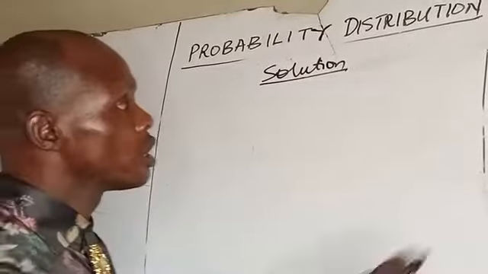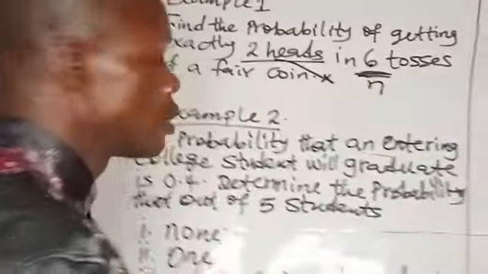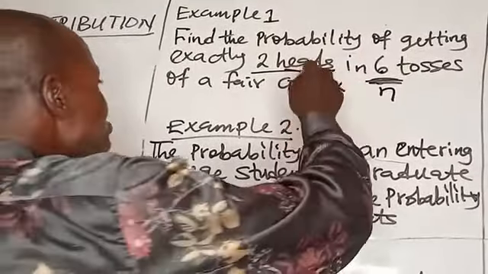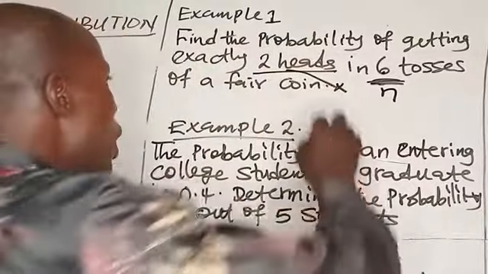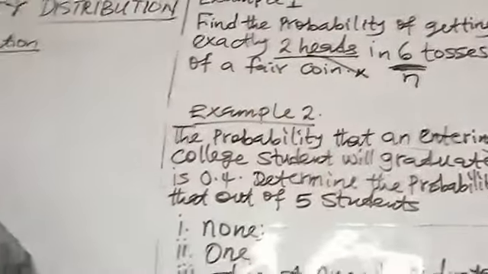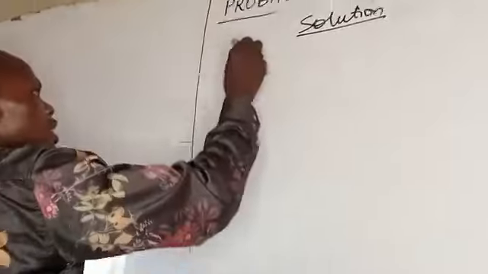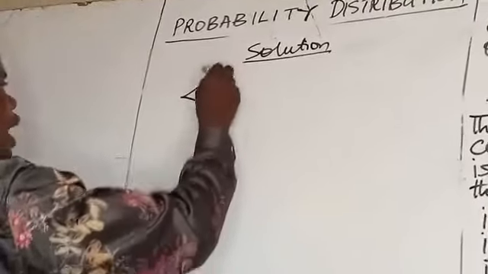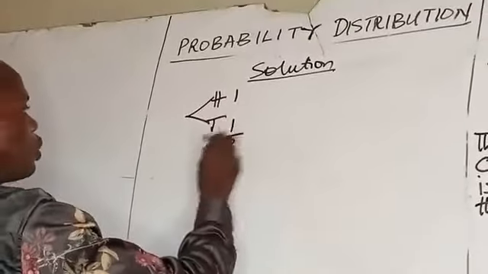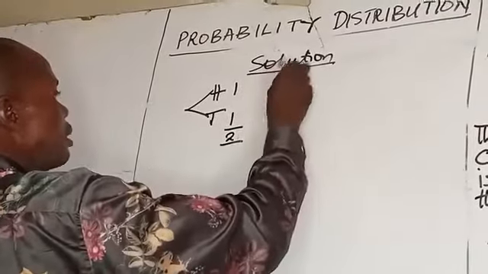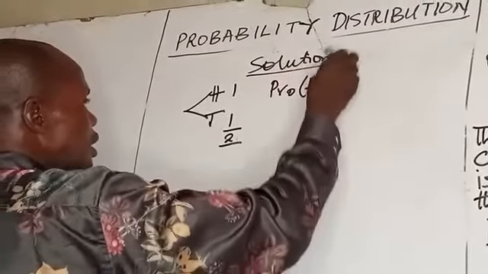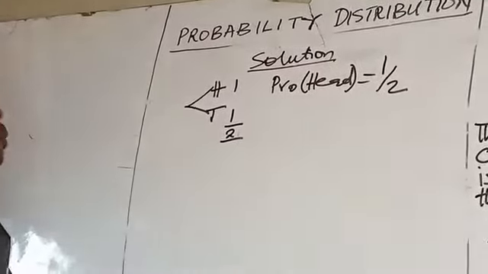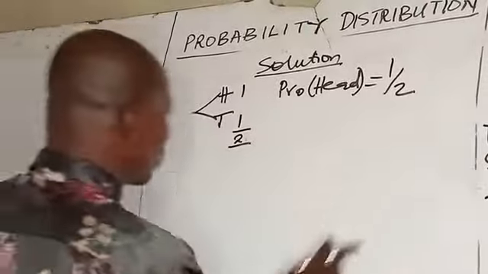If you toss a coin, the possible outcome could either show a head or a tail. Tossing a coin, you may have head or tail. This is 1 head, 1 tail, making 2. The probability of having a head showing up is 1 over 2, and the probability of a tail is also 1 over 2.